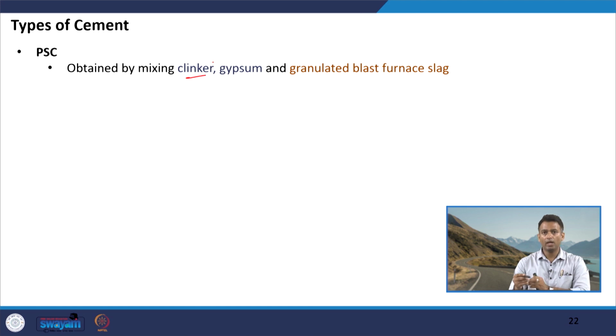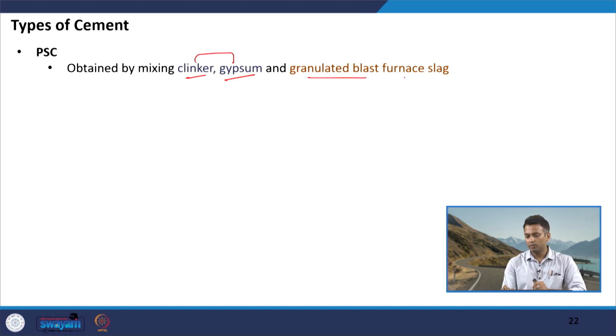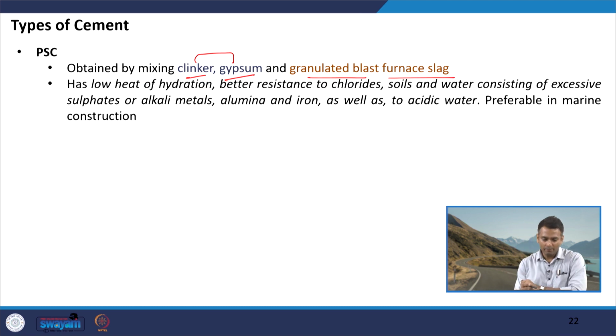Portland slag cement is obtained by mixing the clinker, which we have during the production of cement, and gypsum, which ultimately means that it is the Portland cement with granulated blast furnace slag. So, this type of cement has low heat of hydration, and it has better resistance to chlorides, soils and water consisting of excessive sulfates or alkali metals, which means this helps in prevention of sulfate attack, alumina and iron, as well as to acidic water.